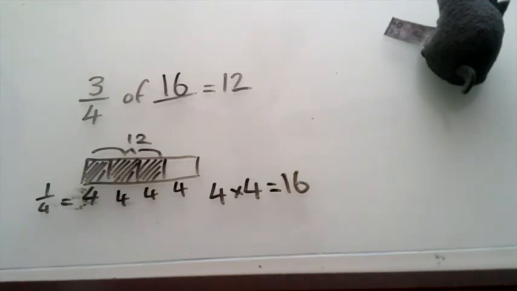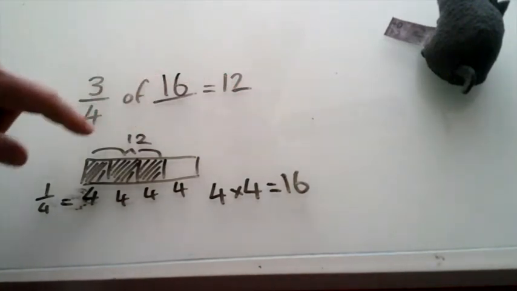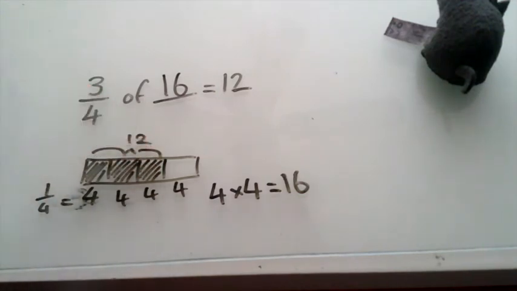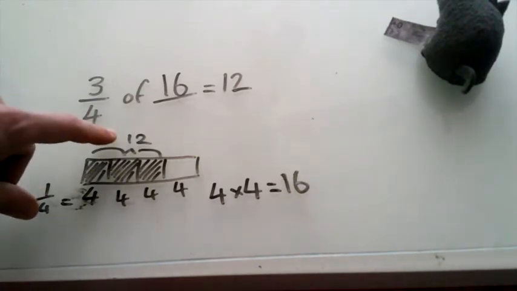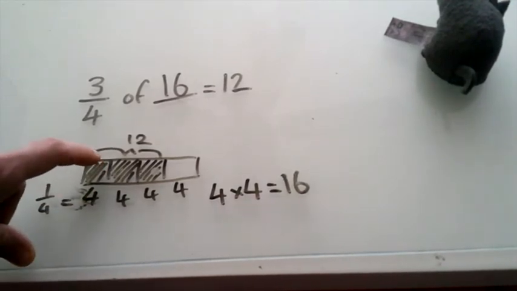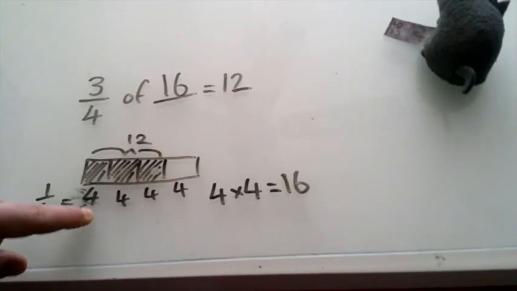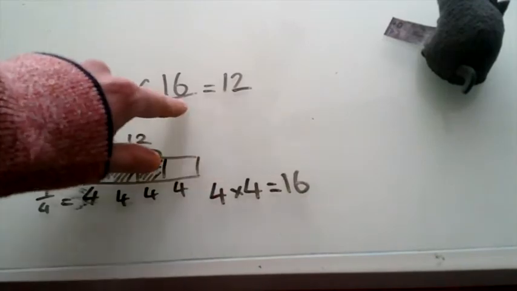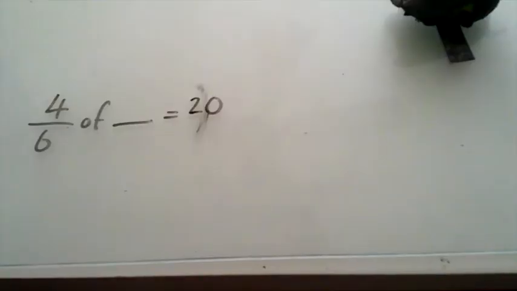So just to recap what we did there, we worked out that 3/4 equals 12, so 3 of these sections all together equals 12. So then we want to work out what 1 segment is, so we do 12 divided by 3, which gave us 4. So once we knew what 1 segment equaled, we could then times it by the denominator, which would then give us our answer. Let's have a look at another one of those examples.